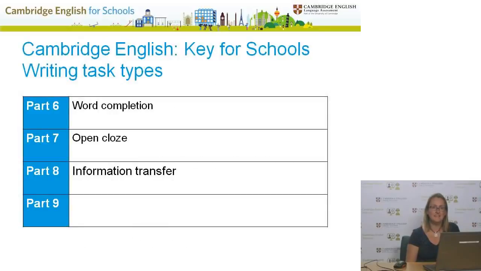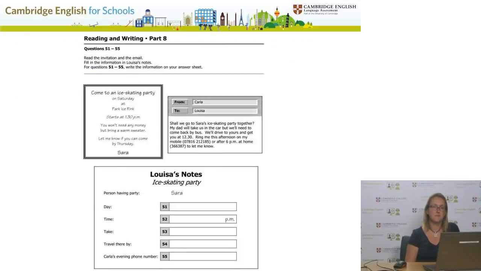Moving on to part 8, this requires candidates to read 2 short texts, an advert and an email, and then copy important information from these texts into some notes. Here's an example of a part 8 task. So you can see here that there's an advert for an ice skating party and an email from a friend to Louisa. So the candidate has to imagine that they are Louisa, the person taking the notes, and they have to write notes about what they have to do. They have to look at both the advert and the email in order to get all of the answers.